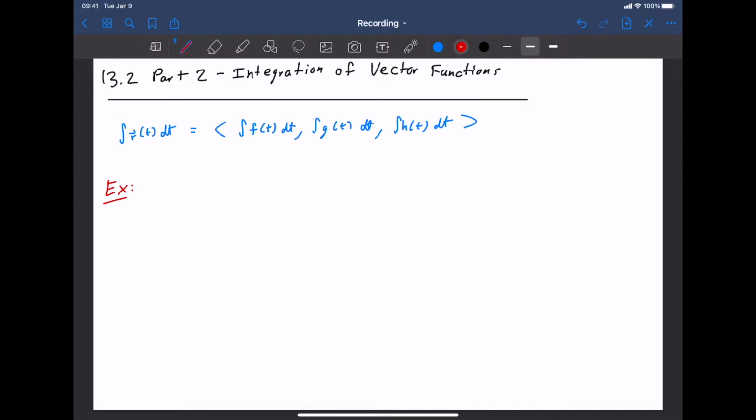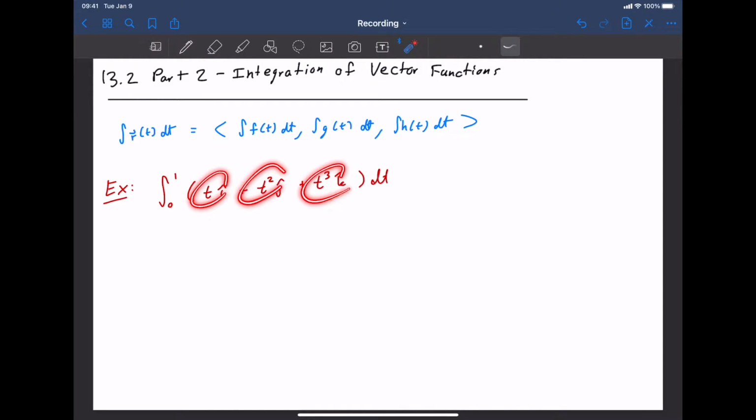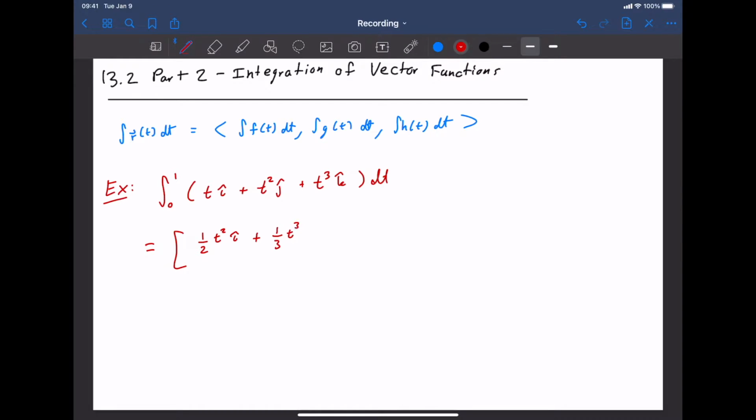So for instance, if I have an integral from 0 to 1 of t in the I component plus t squared in the j component plus t cubed in the k component, what is that going to do? We're going to integrate each of these functions, which should not be a problem as long as you remember integration. So, what does that mean? Add 1 to the power, multiply by the reciprocal in the I component, in the j component, and in the k component.